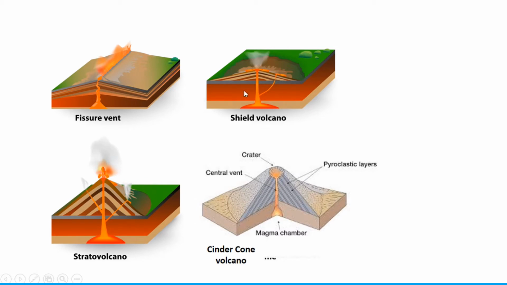Now the next type is a shield volcano. As you can see, it becomes a different shape. It doesn't end up being a big cone like a stratovolcano. It's a shield. It's more like a warrior's shield laid on its side.